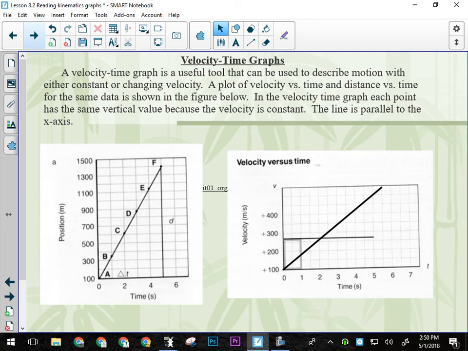Now a velocity versus time graph shows how fast the object is going at various points in time. Well, how fast and in what direction, because velocity is a vector quantity. So it shows how fast and in what direction the object is going.